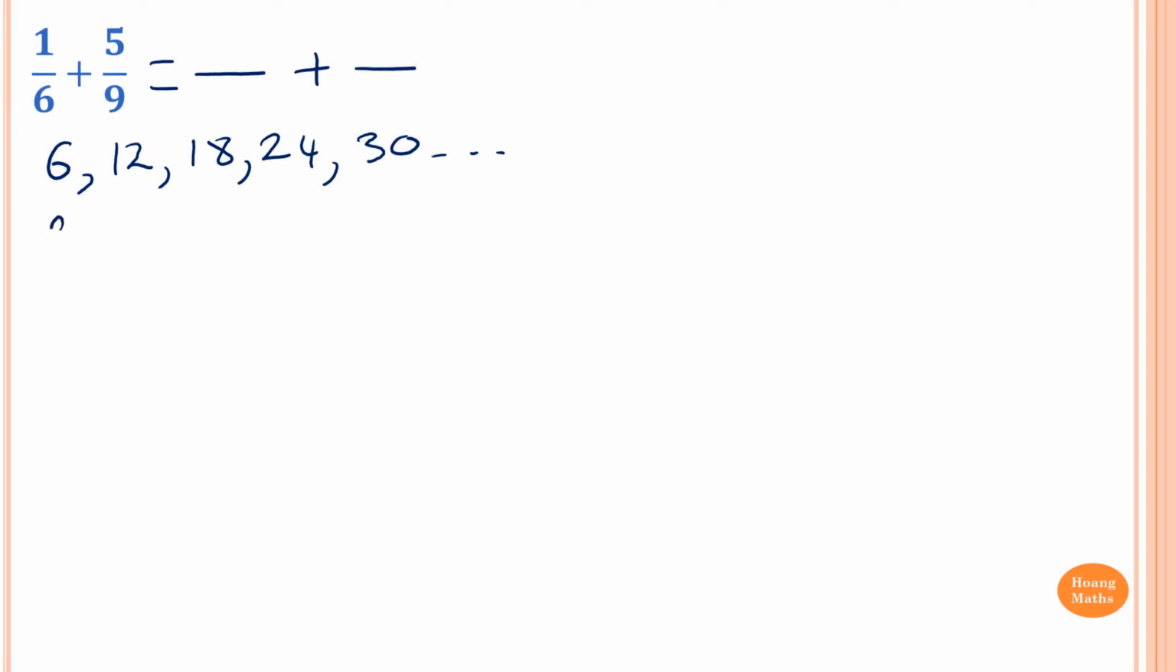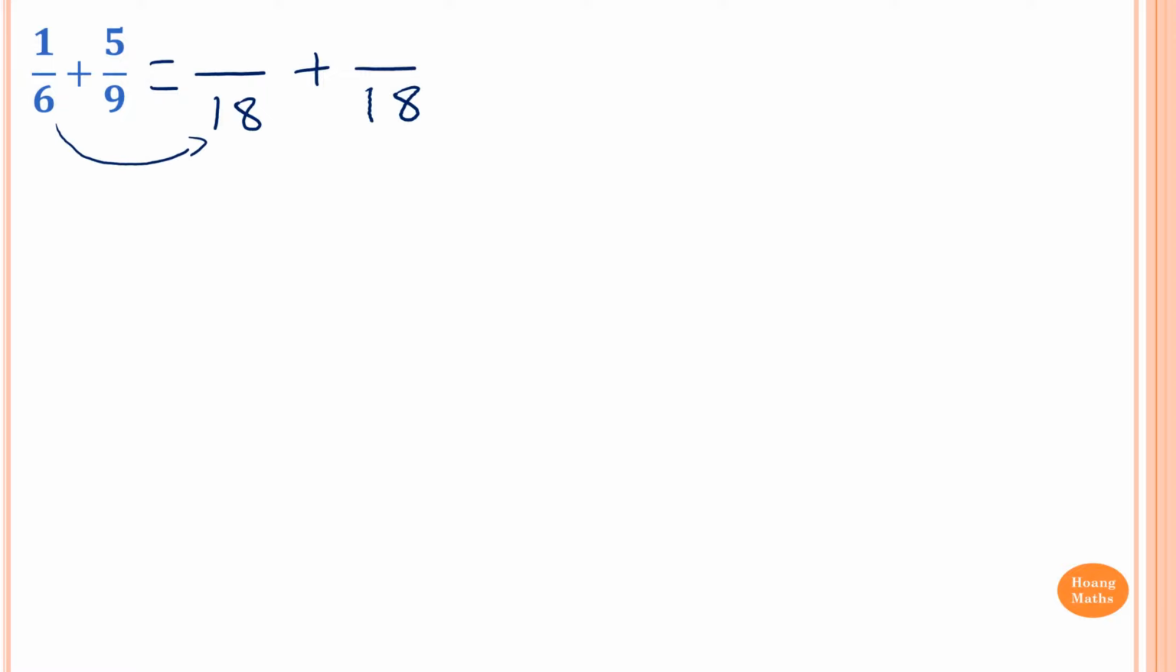For 9, I list the multiples of 9. The next one is 18. I stop because 18 here and 18 here as well. So this means that the common denominator is 18. So we write 18 here and 18 here. Now we know that from 6 to 18, we times this by 3. So the top must times by 3.